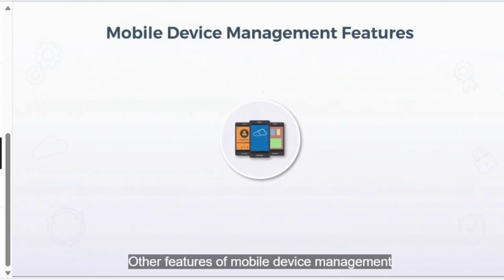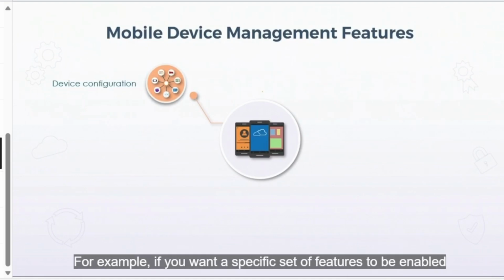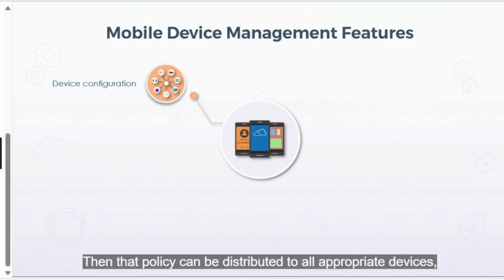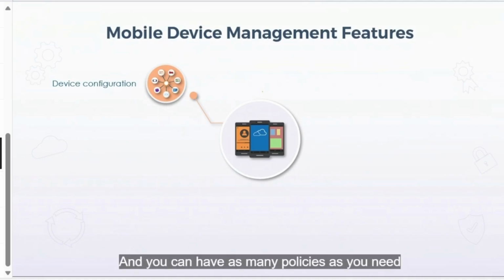Other features of mobile device management include overall device configuration. For example, if you want a specific set of features to be enabled while others are disabled, it can all be configured in a policy. Then that policy can be distributed to all appropriate devices, and they will all implement the exact same configuration. And you can have as many policies as you need to meet the varying requirements of your users.